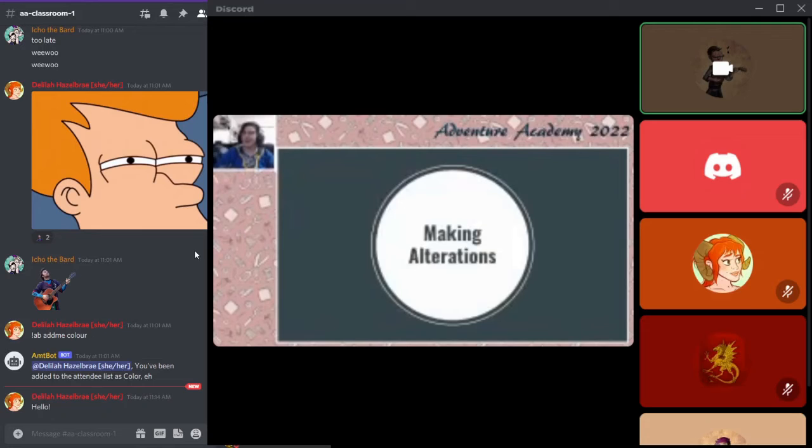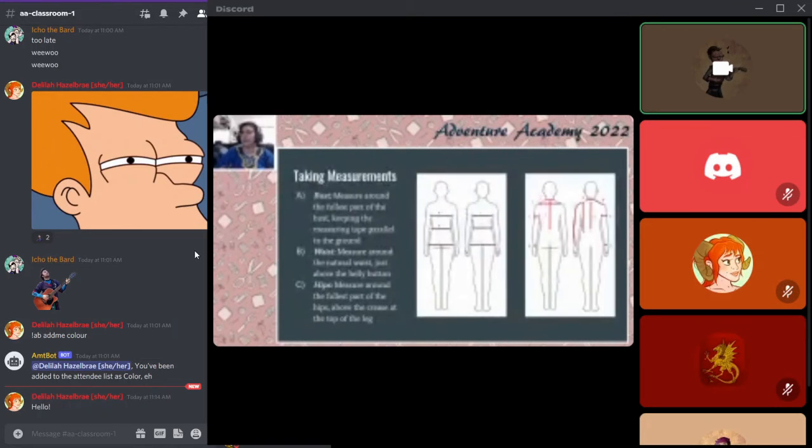Okay, we have arrived. It is time to talk about some ways that you can make changes to a commercial pattern so that they can fit you just a little bit better. Before you know what alterations need to be made, you need to have accurate measurements to refer to. So I've written up a small tutorial on different measurements you may need and how to most accurately get those measurements. I will drop the file in the Adventure Academy event page when this class is done.